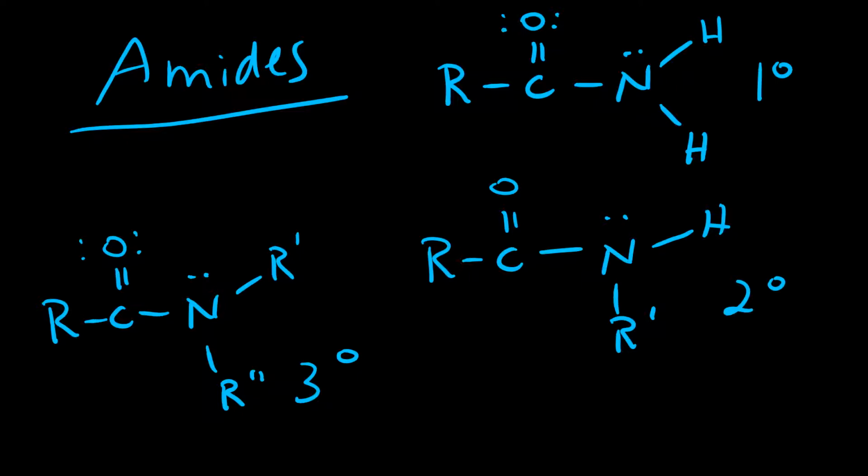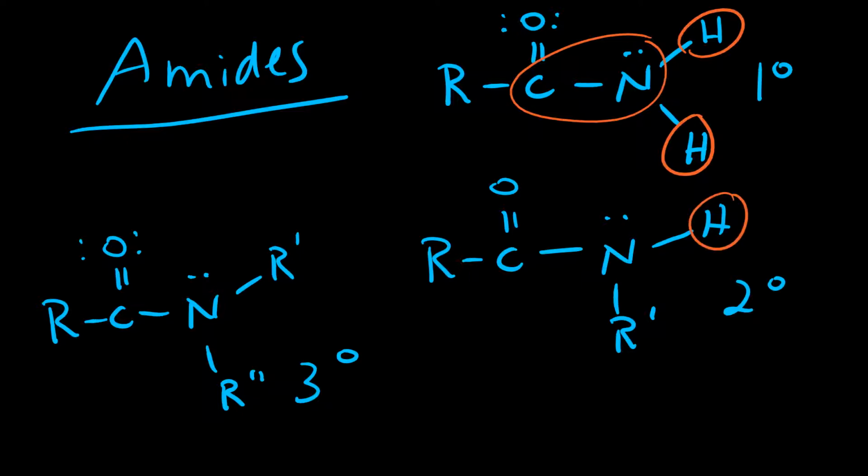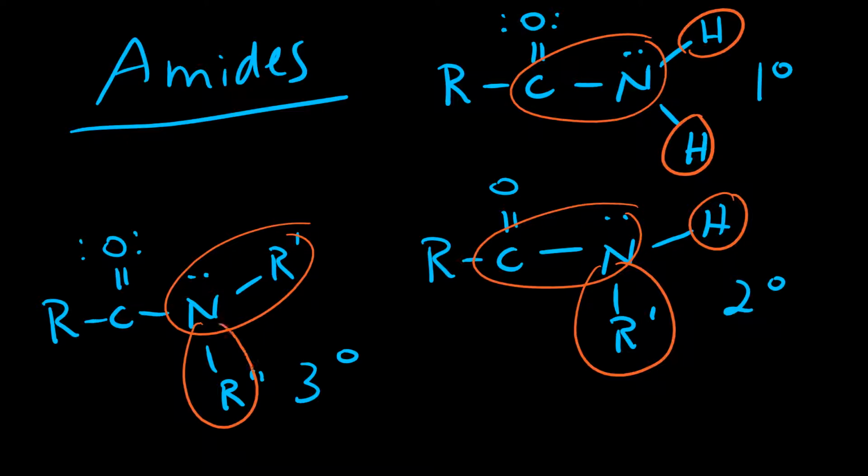Amides. Like the amines, there are different types of amides. When you have two hydrogens and one carbon on the nitrogen, we're going to call this a primary amide. That's kind of the most simple amide you can have. When you have one hydrogen and then two carbons, that's going to be secondary. And then when you have only carbons around the nitrogen, that's going to be tertiary.